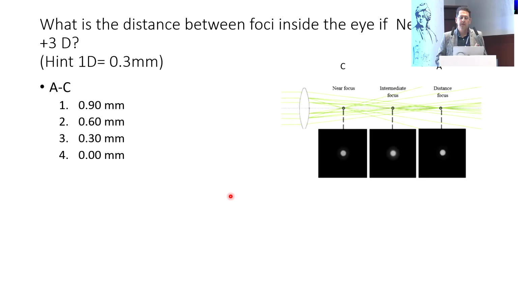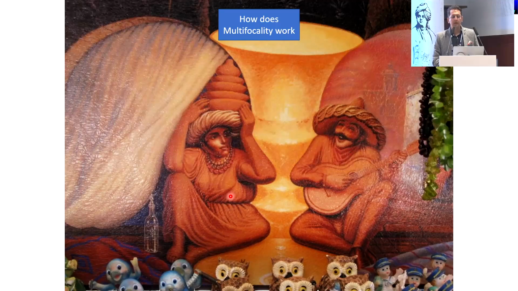The distance between foci inside the eye if the near add is +3 diopters. You can try to answer. Yes, sir? Okay, so this is a trick question because the answer is 0. Because when we see different foci of any multifocal, trifocal on an optical ray diagram, they show different foci. But what is happening inside the eye is that all the foci are basically on the retina. That's when the patient can see clearly. So this is how the multifocality works.